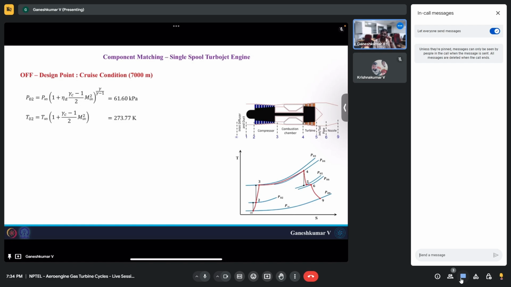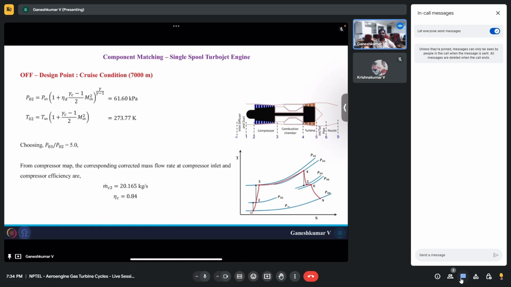It is going to be around 61.6 kilopascal and 273.77 Kelvin. Okay, and now let's say we begin by choosing a pressure ratio of 5. Now with this, you can take a look at the table that I showed before.